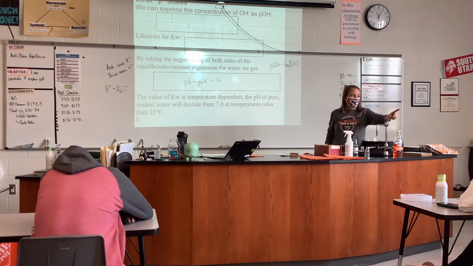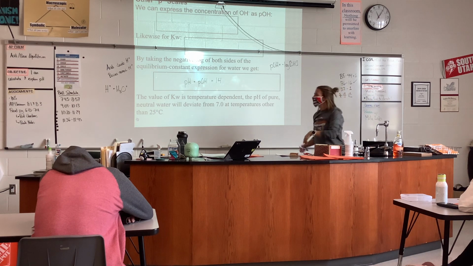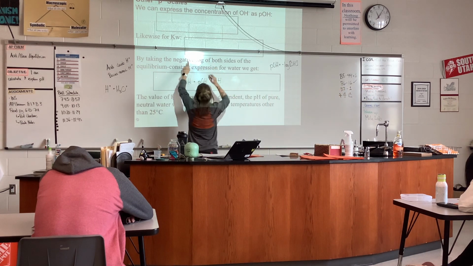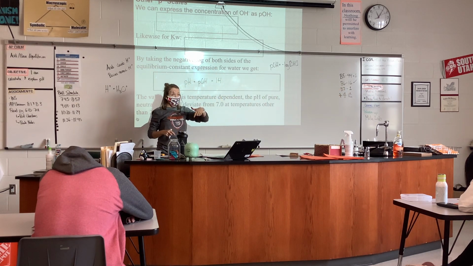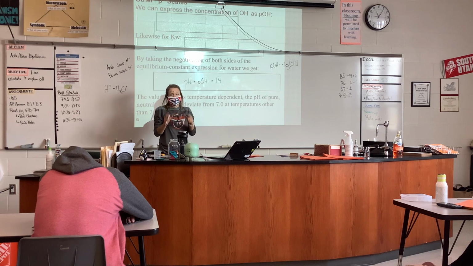Okay, any thoughts on why it's 14? Because the pH scale. Ooh, self-roast, those are rare. So Kw was 10 to the negative 14, and it's all based on that relationship with water.